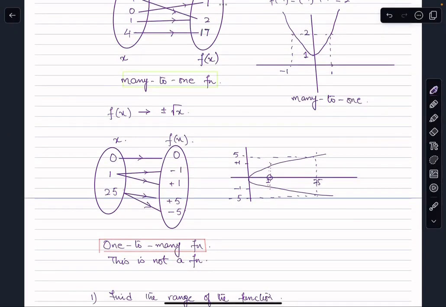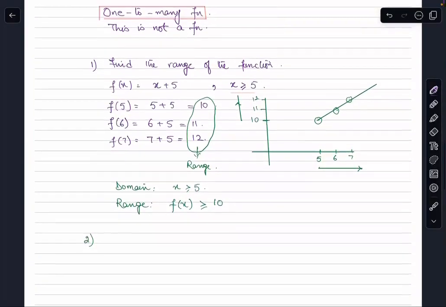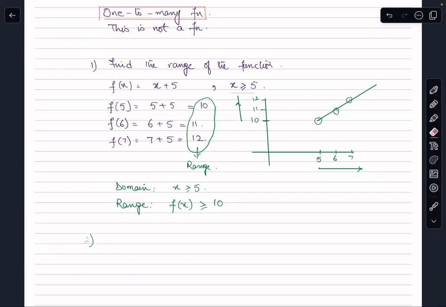So let's start some questions to explain more the concept of ranges with respect to inequalities. The first question that I have is to find the range of the function f(x) equals x plus 5. I have been given the function f(x) equals x plus 5, and they have given us the domain: x is greater or equal to 5. x needs to be greater or equal to 5.